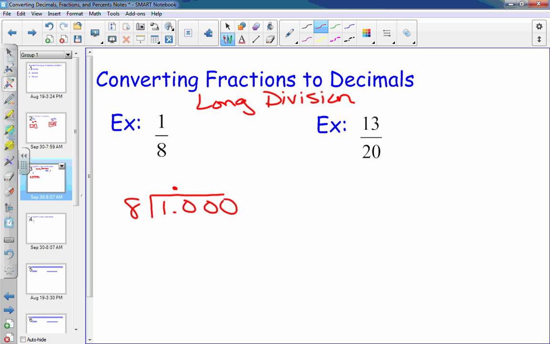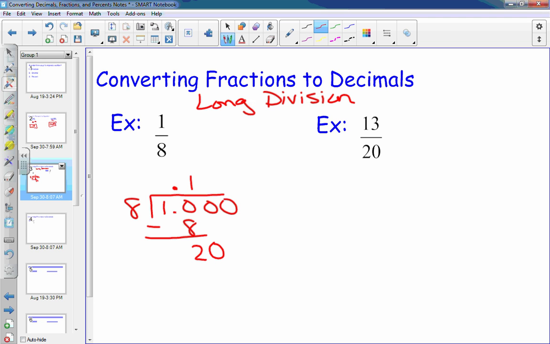So now, what do I multiply 8 by to get 1? Can I do that? No. So then I look at the next number and I add it to it. So I'm going to say, what do I multiply 8 by to get 10? 1. So 1 times 8 is 8. And then what do I do right here? Subtract. So 10 take away 8 is 2. Drop down the 0.